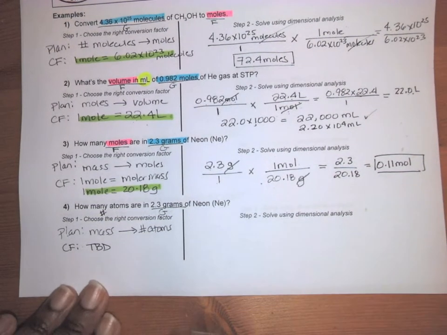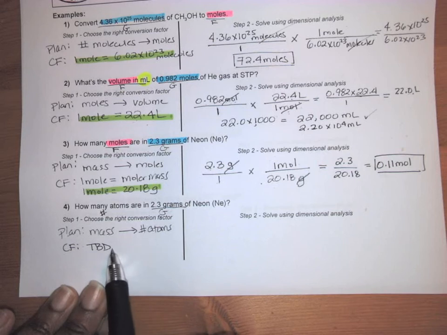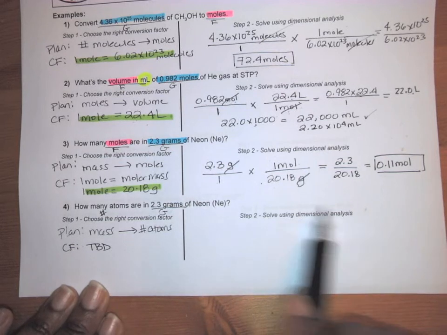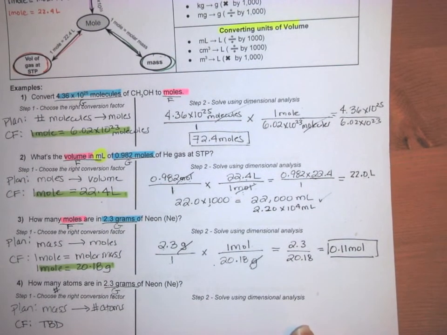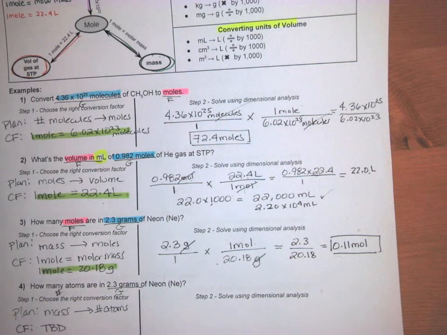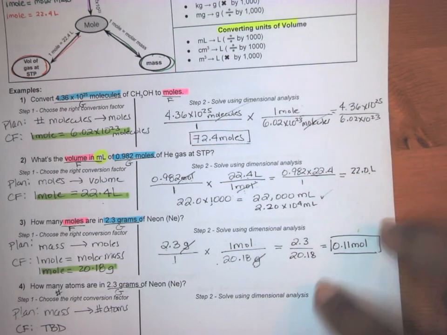Okay. Now for this last problem, because we didn't have a conversion factor, we put it as TBD or to be determined. You're going to leave this part blank. So in your practice, if you see a TBD, then you know to leave it blank. All right, that is it for this video. You are now going to go back to your practice for part 1 and do step 2 as we've done here.